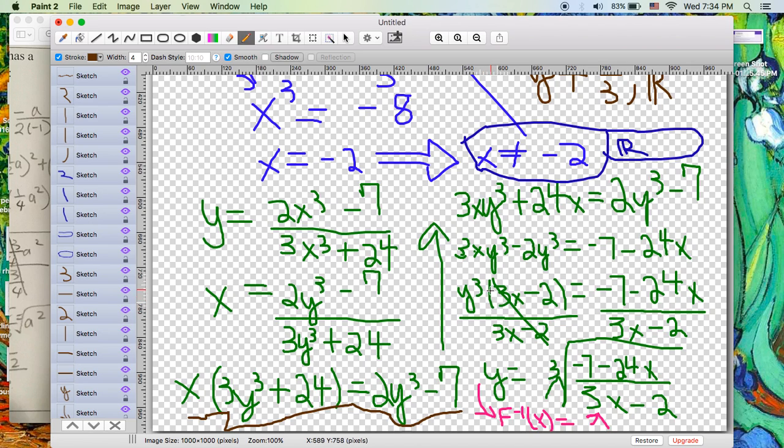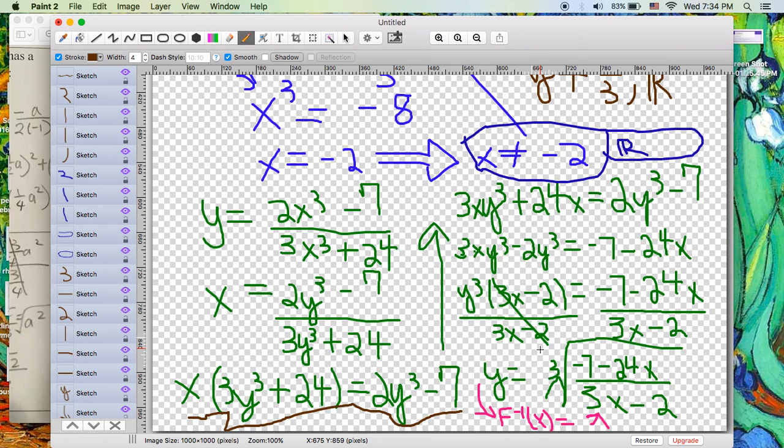You factor out y cubed, and you get y cubed times parentheses 3x minus 2 is equal to negative 7 minus 24x. Then you divide by 3x minus 2 on both sides, as is here, and then you take the cube root of that, and you get y equals the cube root of negative 7 minus 24x over 3x minus 2. This is not the end, this is merely your inverse function. So you're looking for the domain of your inverse function.